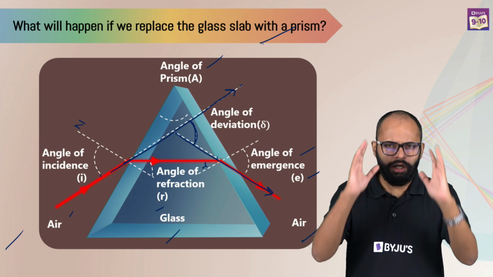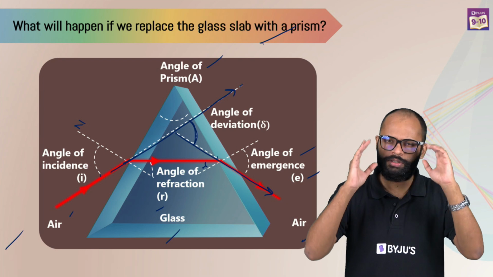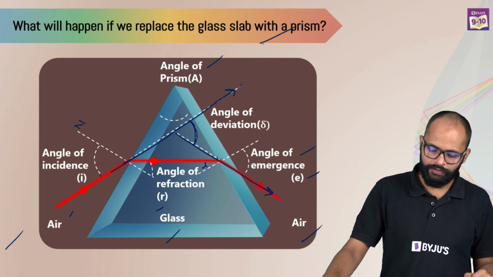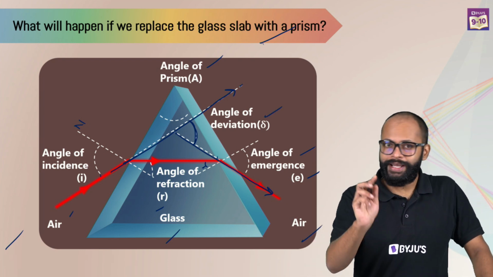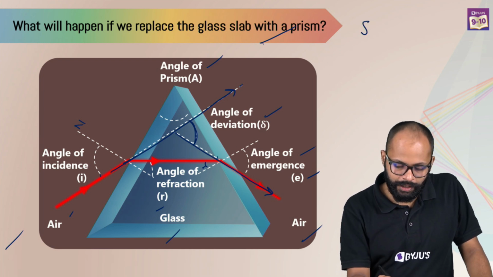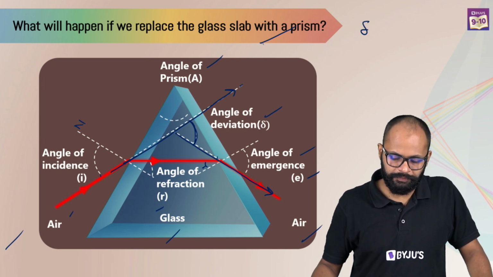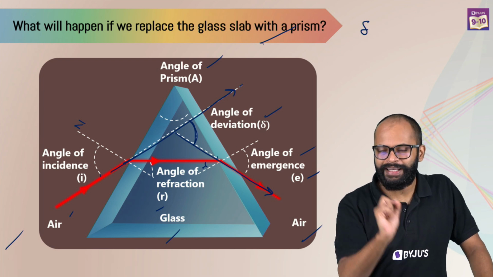Got it? Is this term clear? Don't cram all these words. It's all lingo, right? You can understand this. So angle of deviation, representation wise, we say it with delta. This symbol is what we call delta.